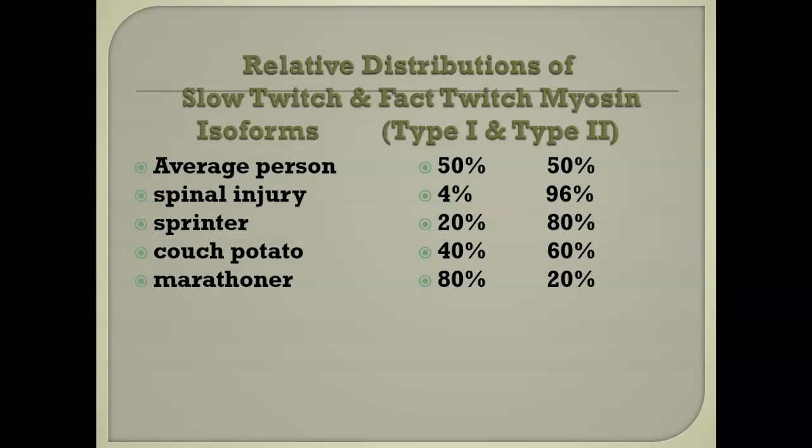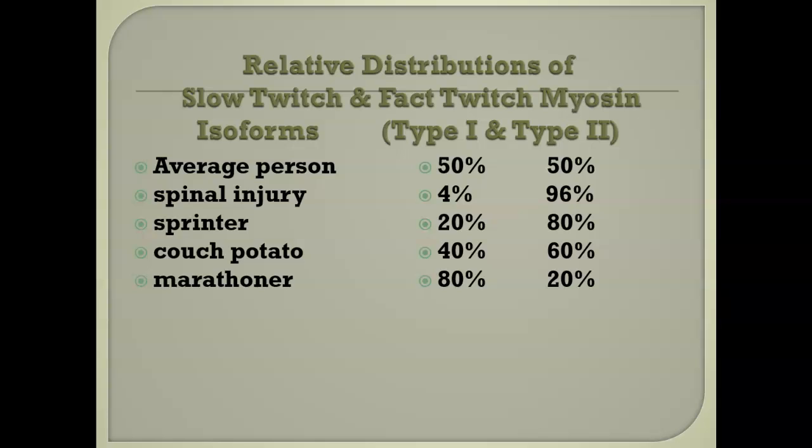If you go to the sprinter, how does a sprinter train? You do long distance, but then you do burst, a lot of different rapid bursts. And so the muscles respond, and it's 20% type 1 and 80% type 2.